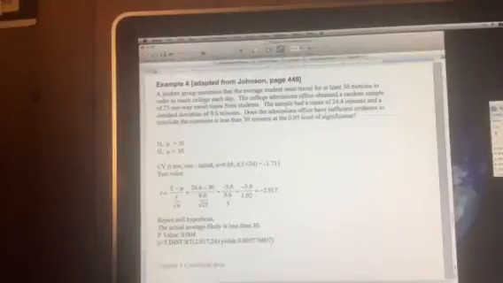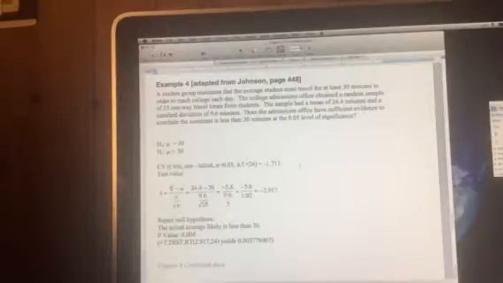This example is a small sample size example with a less than option. The student group maintains the average student must travel for at least 30 minutes in order to reach college each day. The college admissions office obtained a random sample of 25 one-way travel times from students. The sample had a mean of 24.4 minutes and a standard deviation of 9.6 minutes. Does the admissions office have sufficient evidence to conclude the commute is less than 30 minutes at the 0.05 level of significance?